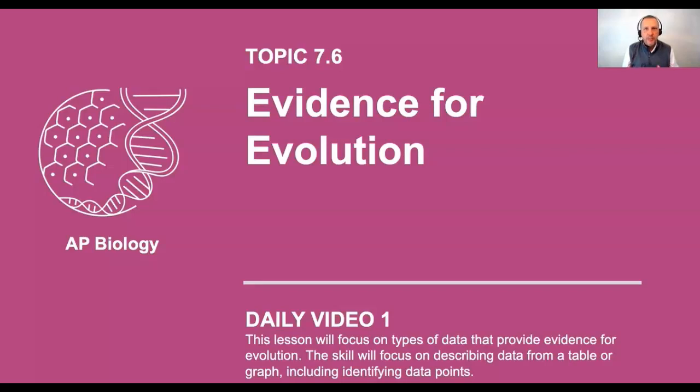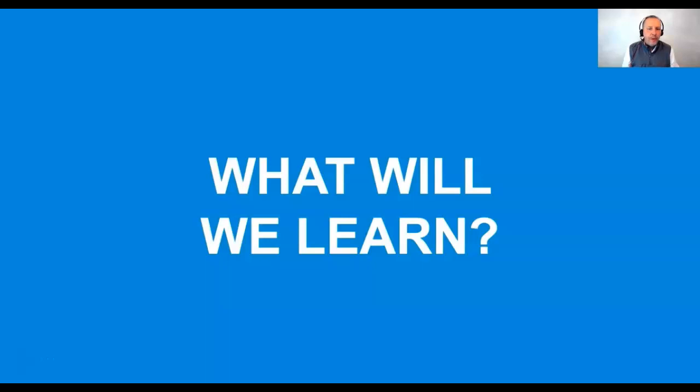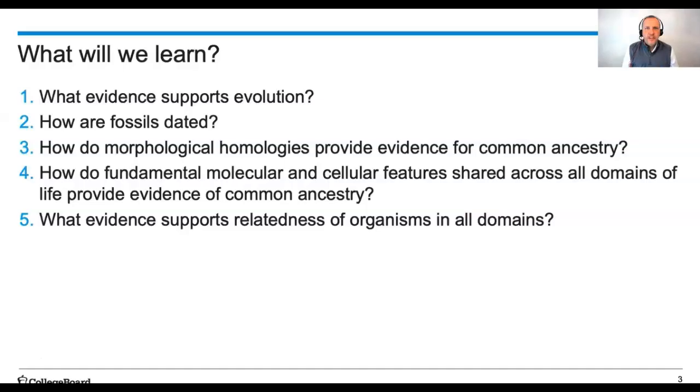Today's topic is 7.6, Evidence for Evolution. So what will we be learning today? For today's lesson, we're going to look at what evidence supports evolution, how fossils are dated, how morphological homologies provide evidence for common ancestry, how fundamental molecular and cellular features shared across all domains of life provide evidence of common ancestry, and finally, what evidence supports relatedness of organisms in all domains.